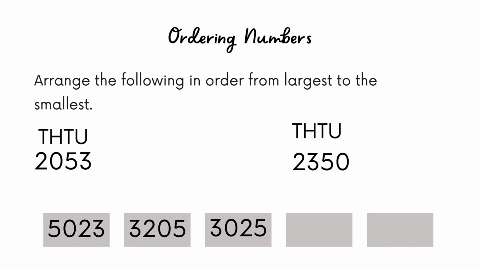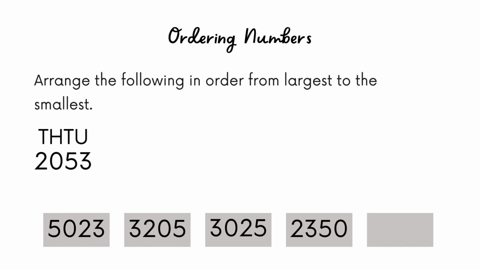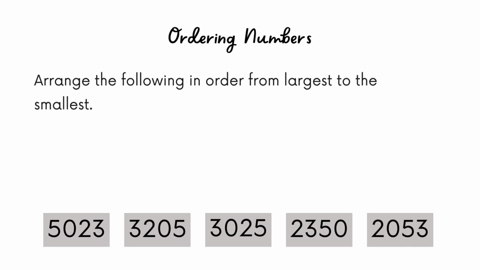They both have 2000s, and then under the hundreds I have one that has zero and one that has three. So the one that has three under the hundreds is bigger than the one that has zero under the hundreds. So in my fourth column, I'll write 2350 because it's bigger than 2053. So that is how to order the numbers from the largest to the smallest.